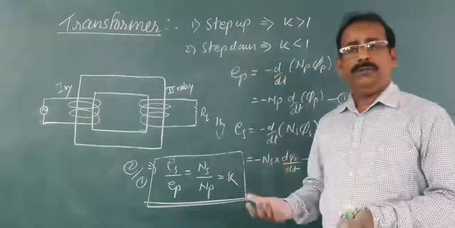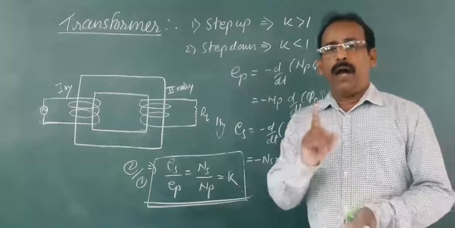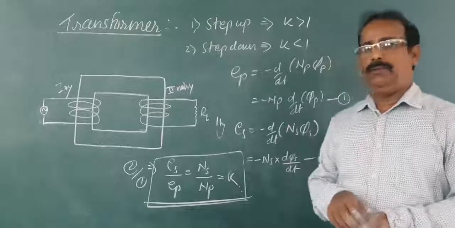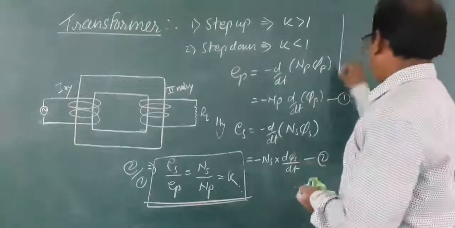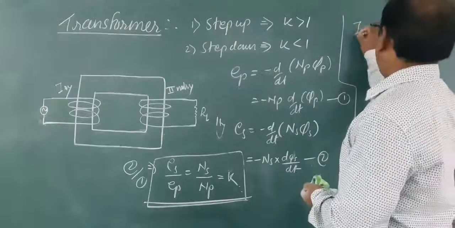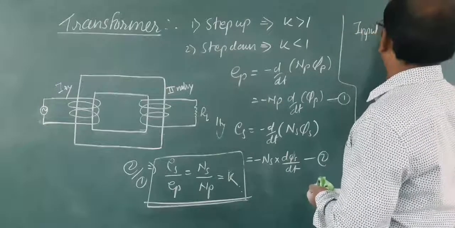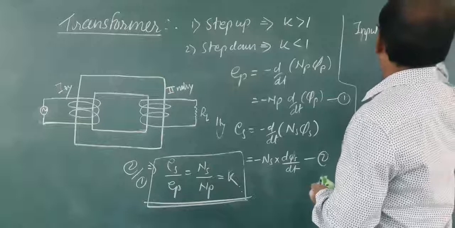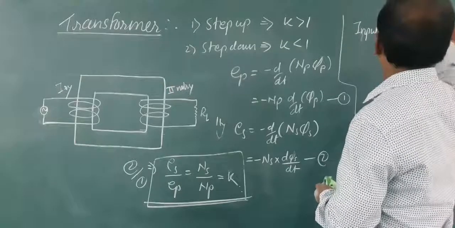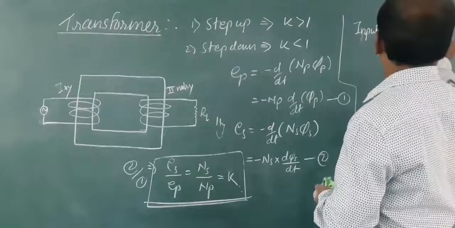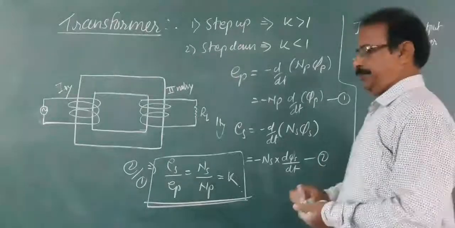How can we show this? For an ideal transformer, input power and output power both are the same.